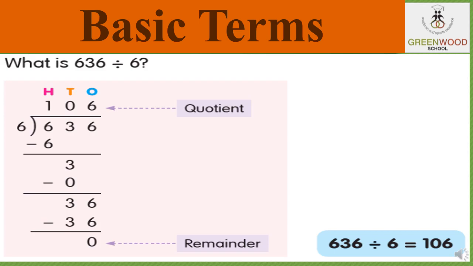Now in the table of 6, 3 cannot come. So 6 zeros are 0. 3 minus 0, 3. Now bring the next number down, that is 6. So our number becomes 36. And in the table of 6, 6 6s are 36. So 36 minus 36, 0. So 0 is the remainder while 106 is the quotient. So we can say that 636 divided by 6 is equal to 106.